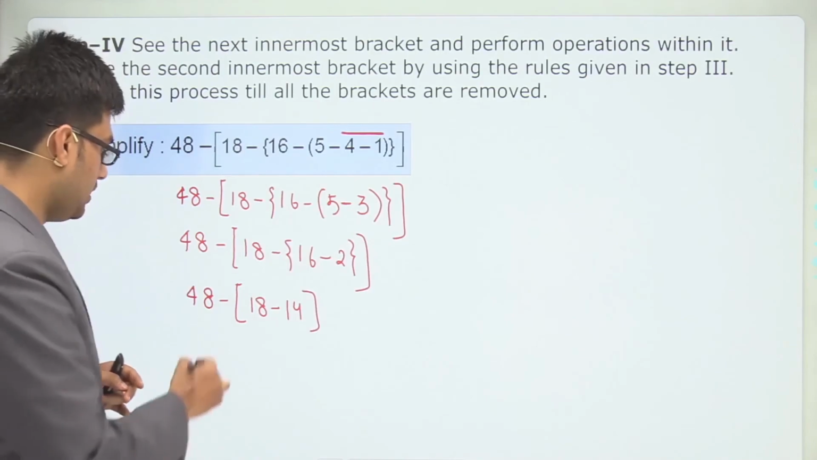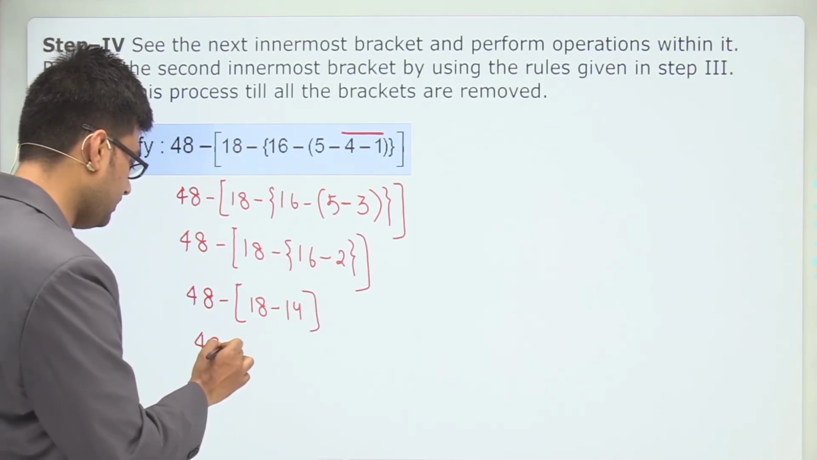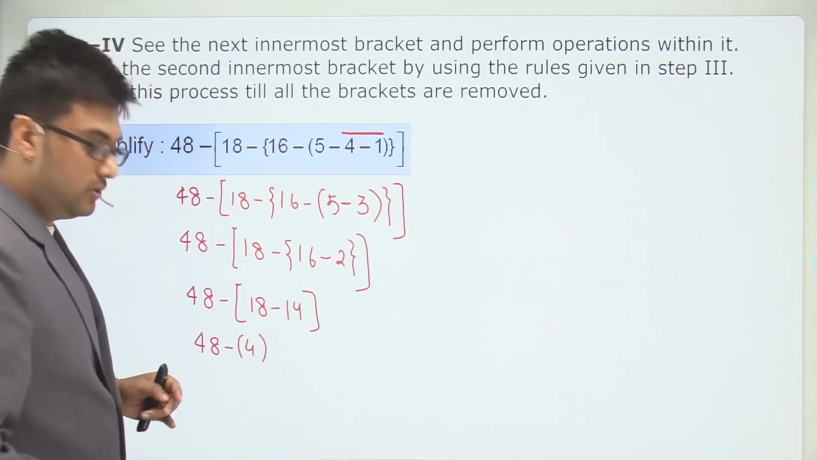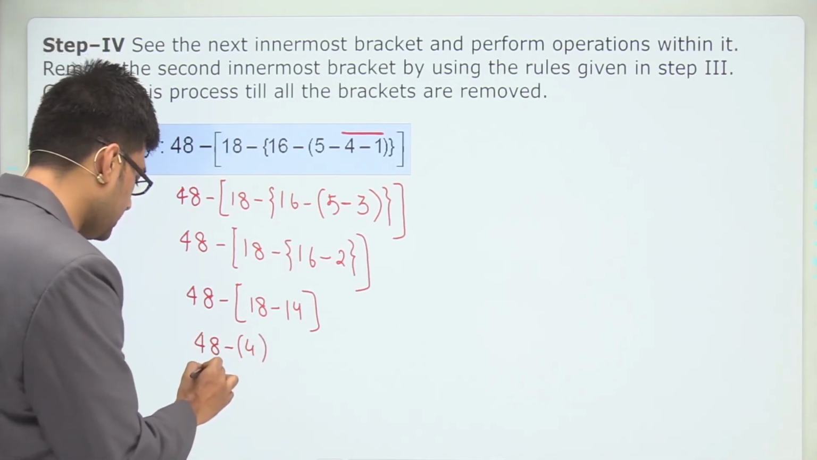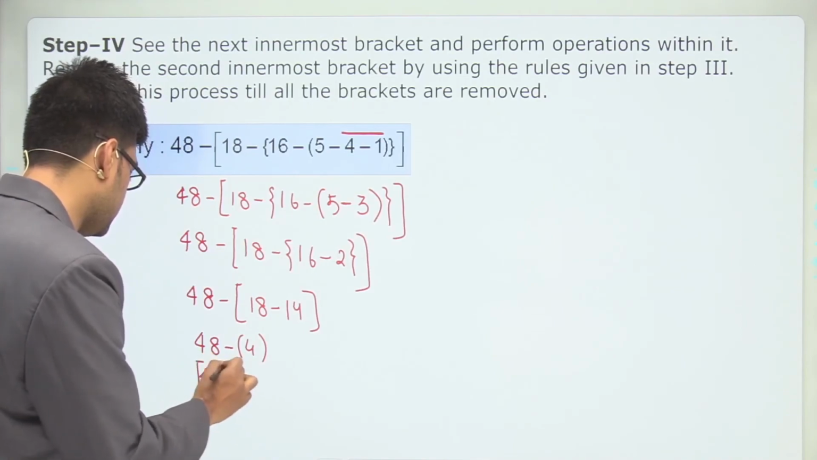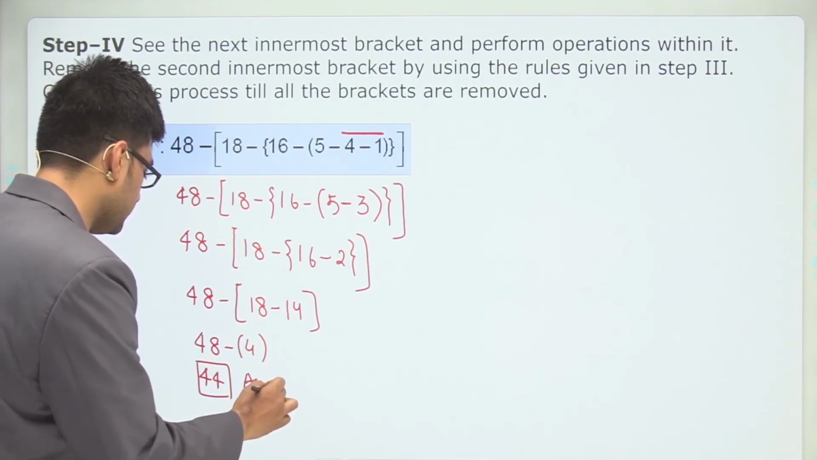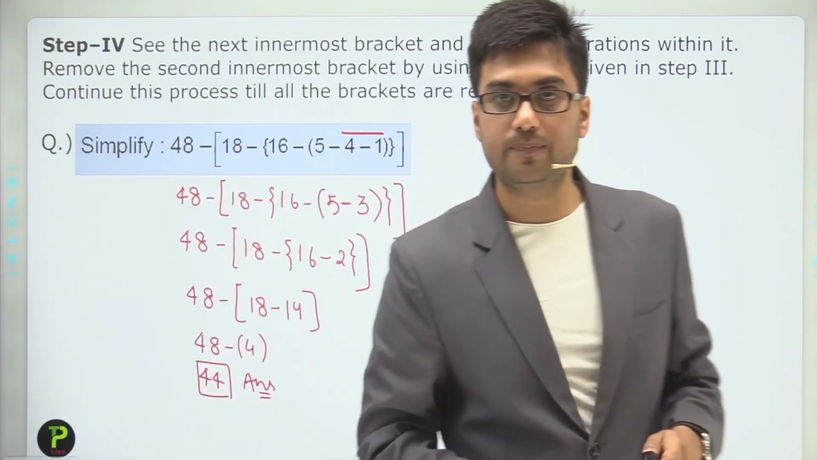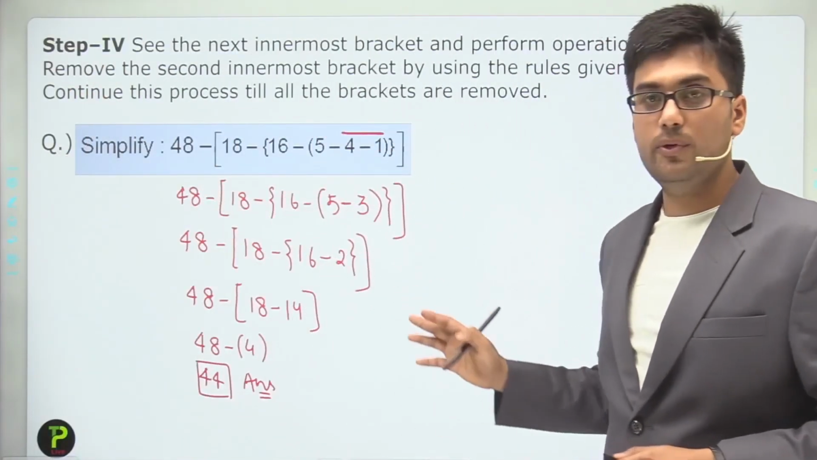Clear? Now it is 48 minus 18 minus 14. What is 18 minus 14? 4. So 48 minus 4 is what? It is 44. So this is the answer of this question. This is the simplified value of this expression. Clear? So students, I hope you understand this.